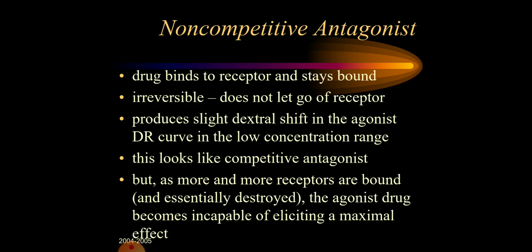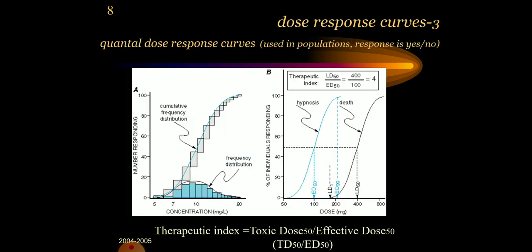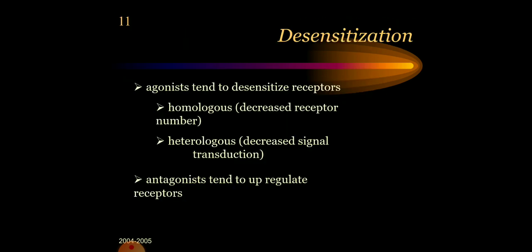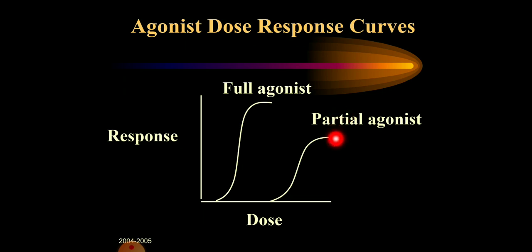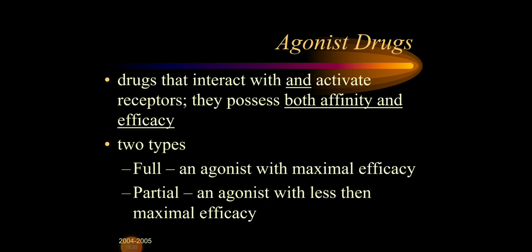Whereas a non-competitive antagonist binds to the receptor, stays bound, irreversible, does not let go of the receptor, and produces slight dextral shift in the agonist dose response curve in the low concentration range. This looks like competitive antagonist, but as more and more receptors are bound, the agonist drug becomes incapable of eliciting a maximal effect. The curve is not shown here, but I can tell you that the efficacy level will come downwards in case of non-competitive antagonist, whereas in case of competitive antagonist, it will shift towards right hand side.